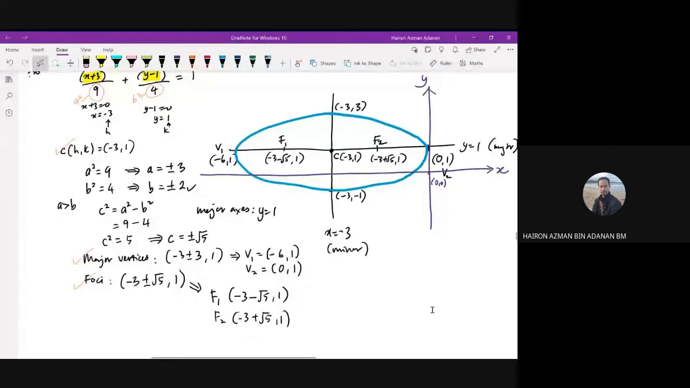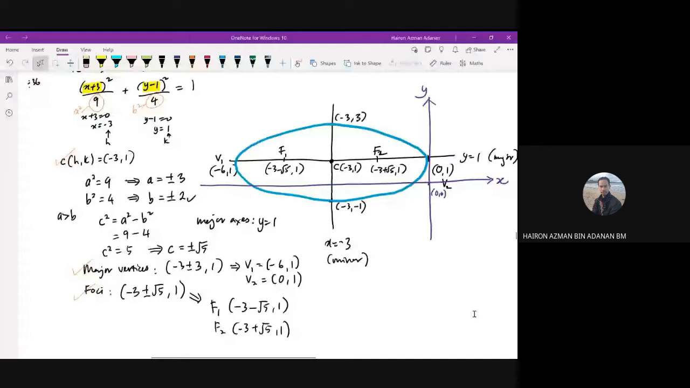Jelas tak? Okay. The important thing is you understand how to detect the major axis. How to detect the major axis? Check the biggest value. Where is your biggest value? Your biggest value is under X, so major is parallel to X. If your biggest value is under Y, major is parallel to Y axis, so your major is vertical. Now your major is horizontal, because under X. Okay, I hope you understand.